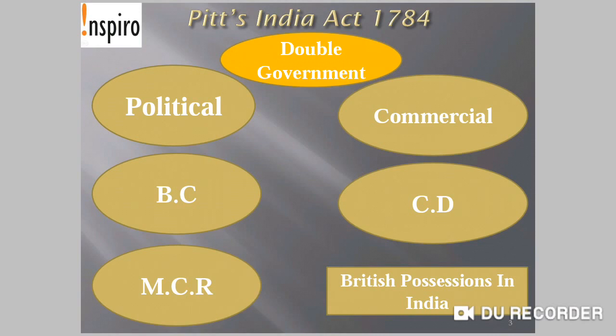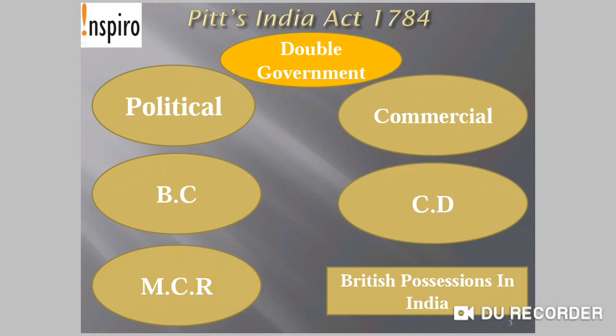Now, the functions of the East India Company were separated into political and commercial. Under political, these 3 subjects, that is military, civil and revenue, were brought, and a new body was formed, that is the Board of Control, for handling these political or administrative activities. And the commercial function of the East India Company continues to be held under the Court of Directors. So, like that, a double government. The Pitt India Act 1784 constituted a double government by establishing 2 authorities, one for political, one for commercial.